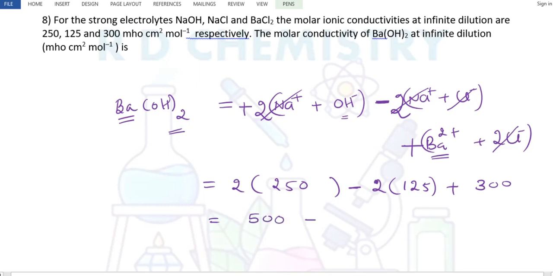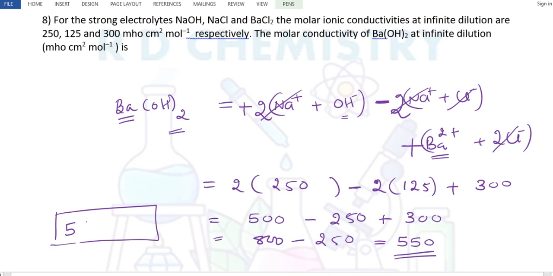Minus 250 here, plus 300 here. So we have 800 minus 250, which is 550. Yes, this is the answer. This is a numerical type question and options are not given, so I should record this answer as 550.00.